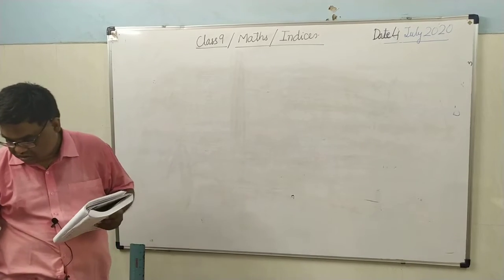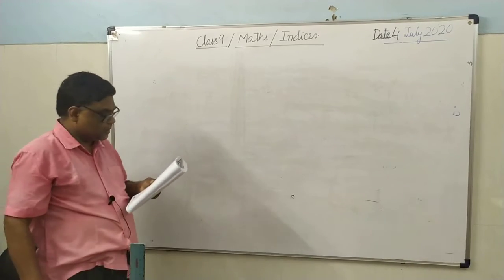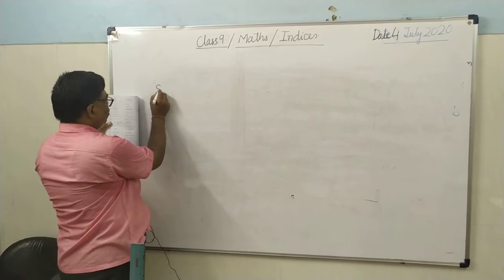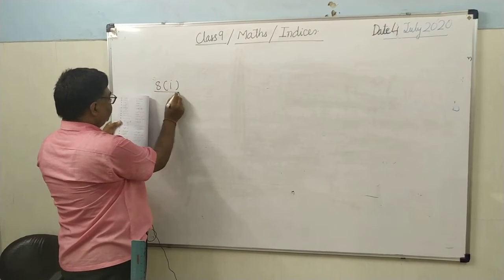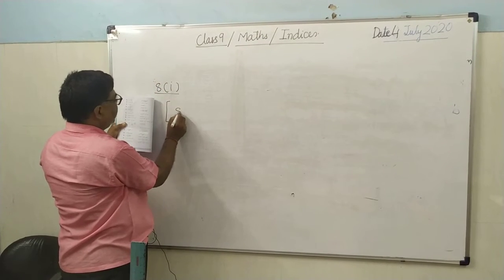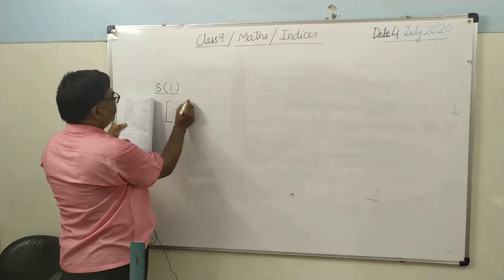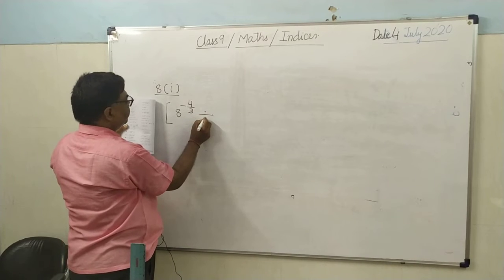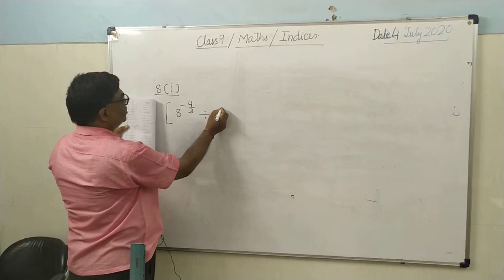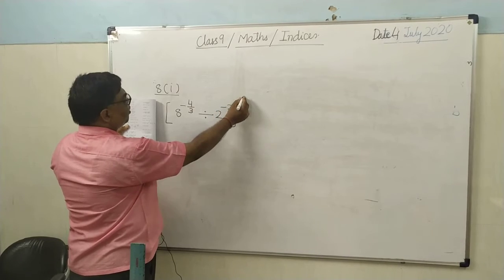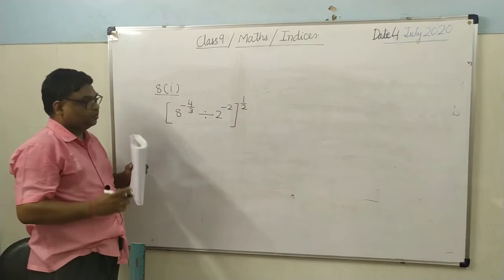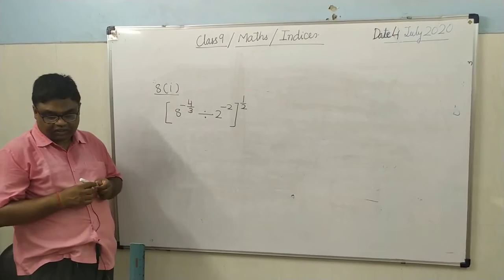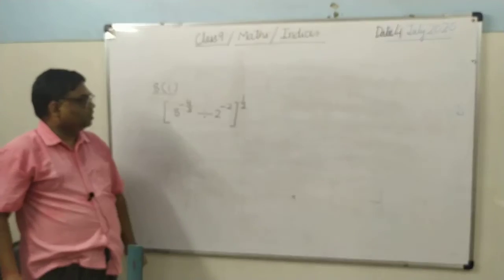Now see here. Here there is one question, and though it is very simple, the first part is 8 to the power minus 4 upon 3 divided by 2 to the power minus 2 whole to the power 1 upon 2. This you have to simplify. So you can see here, how will you simplify this?